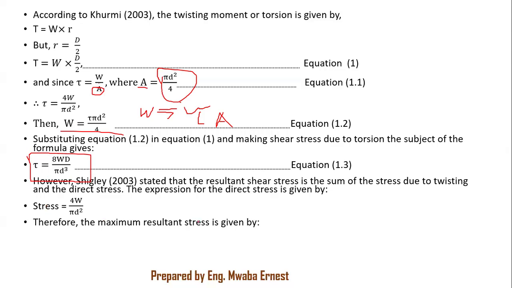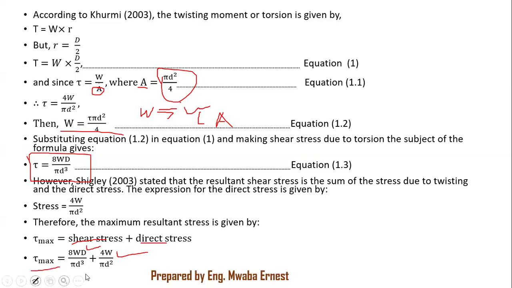Then here, when you bring out direct stress, it becomes 4W over pi d squared. Now here, remember, the parameters provided, the D on top and the D below, are different. These are two different parameters, and of course, they have to be differentiated. So the maximum shear stress, when you compare the shear and the direct stress, put them together, it means you have to add this expression and the other expression, so you get your maximum shear stress for this material. So 8WD over pi d cubed plus 4W over pi d squared.